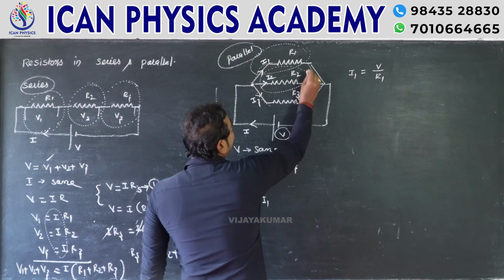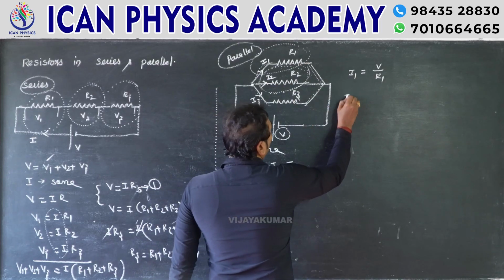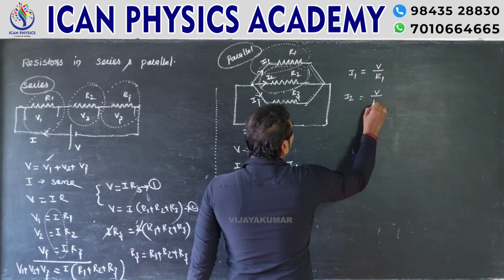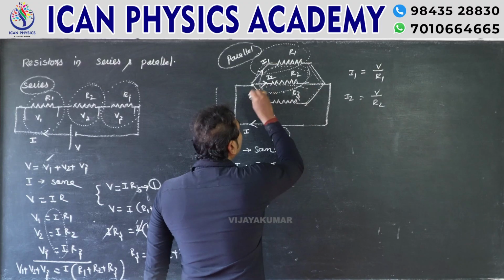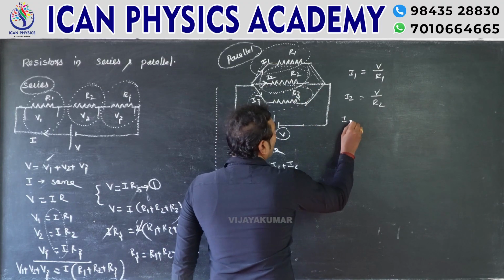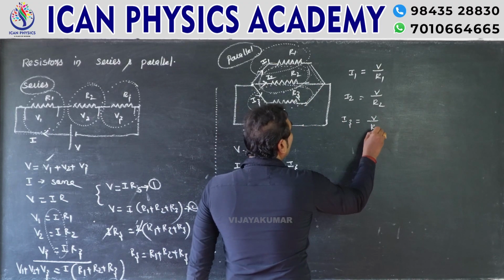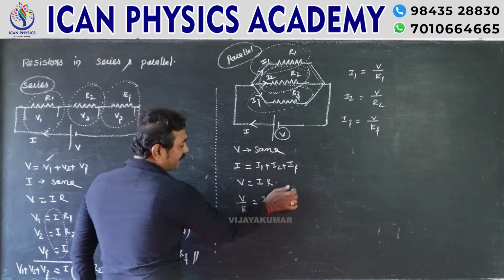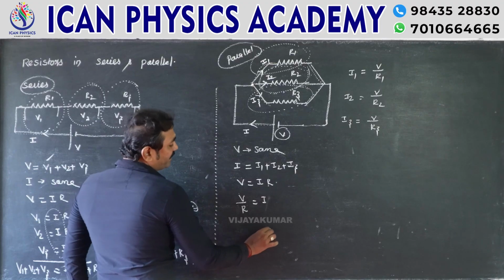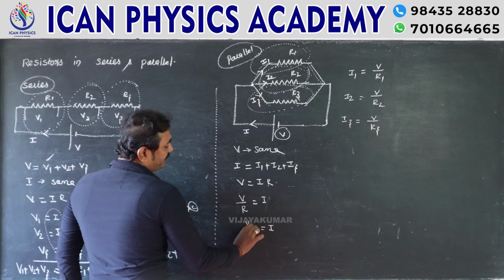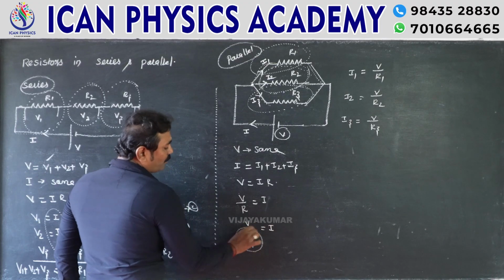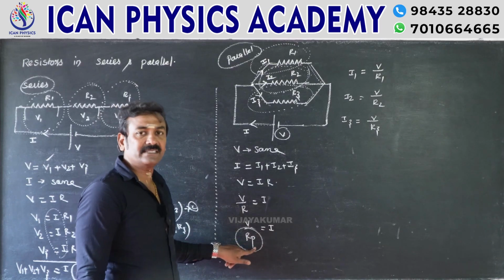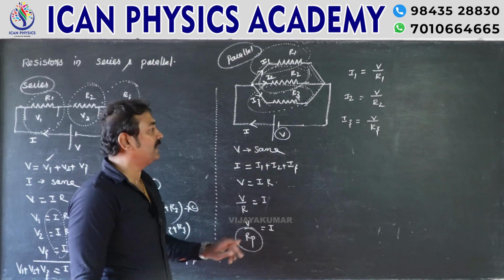For the second case, I2 equals V by R2. For the third case, I3 equals V by R3. For the general case, I equals V by RP. Why are we taking RP? Because the resistors are connected in parallel.